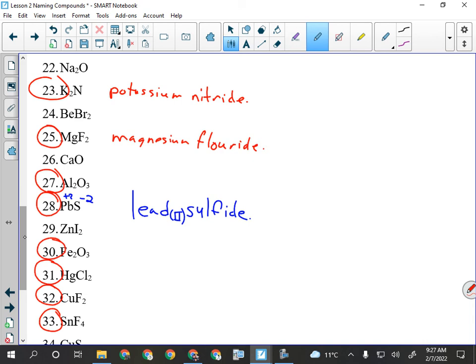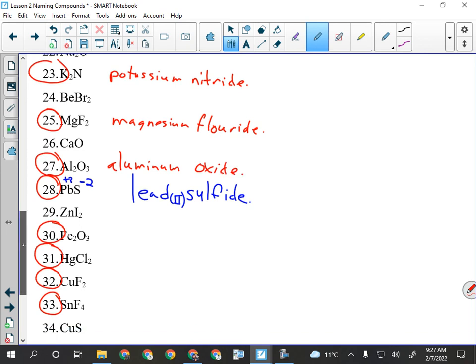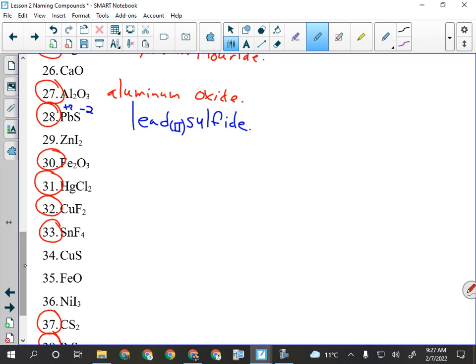Okay, number 27, okay, we've got aluminum and oxygen. So aluminum's a metal. Aluminum oxide, no Roman numerals needed on that one either. And then we got a bunch that do need Roman numerals. How many people are to number 30 and onward? Okay. How many people are done all the way to 39? Okay, so I'm going to do 2 of these and then I'll give you guys a couple more minutes and then we'll go through the rest.